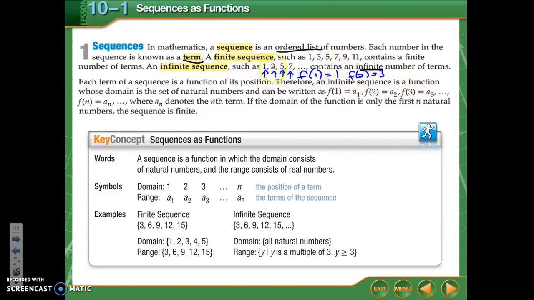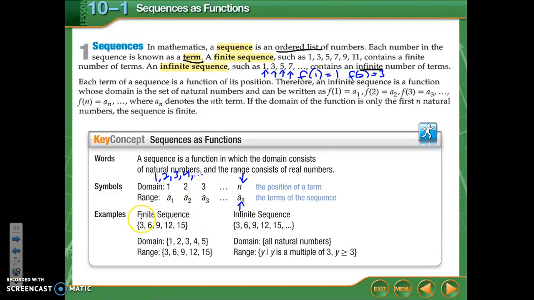So my x values are the term numbers, and my y values, or my range, are the actual values in my sequence. So a sequence is a function where the domain is natural numbers. Remember, natural numbers are 1, 2, 3, 4, and so on, not including 0. The range is all real numbers. It can be anything. The domain we usually denote with n. n is which position my term is in. Is it the first term, the second term, the third term? And a sub n is the actual number in that position.